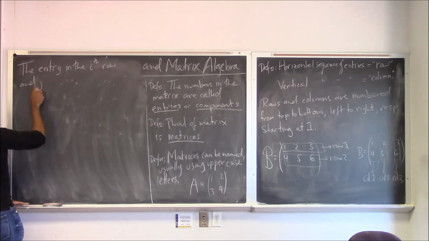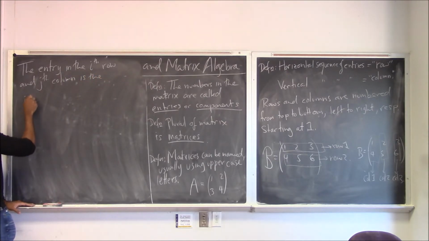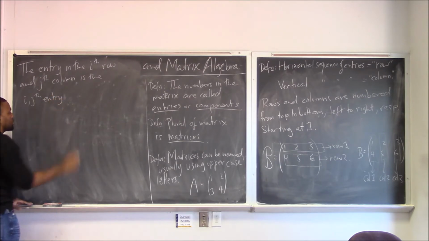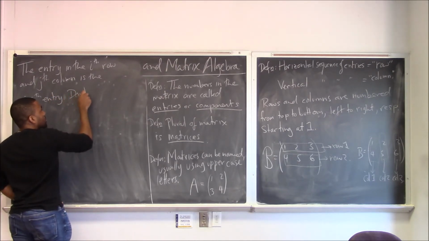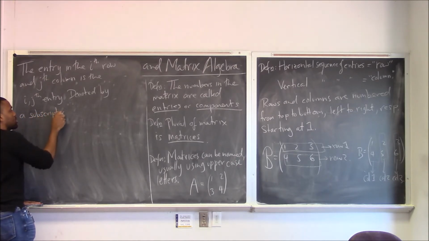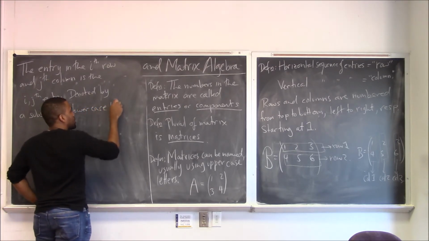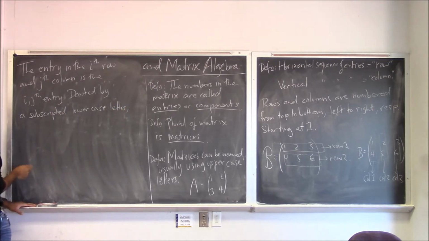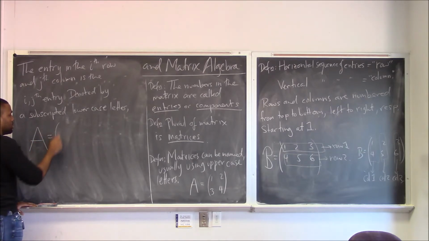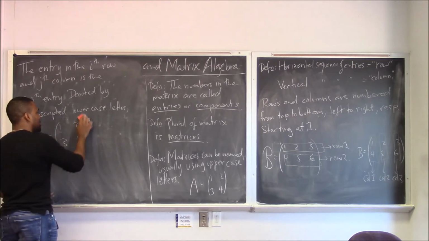The entry in the ith row and jth column is the ijth entry, and it's denoted by a subscripted lowercase letter in the following way. So I can say A is a matrix. Let me again use 1, 2, 3, 4. I can start to talk about individual entries in this matrix based on the row and column that they appear in. Let me extend this a little bit.